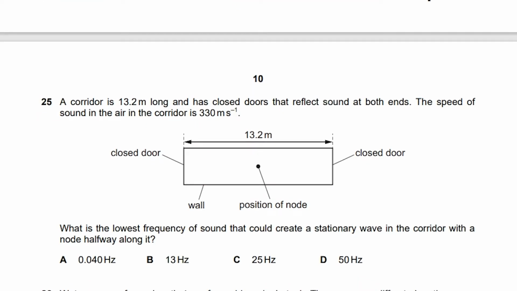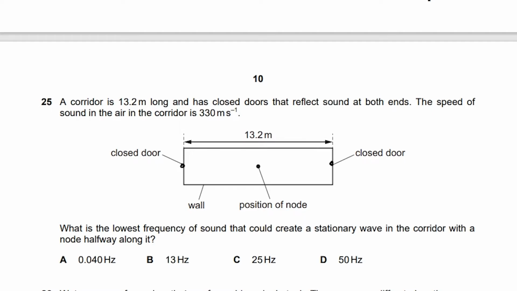Question number 25. A corridor is 13.2 meter long and has closed doors that reflect sound at both ends. The speed of sound in the air in the corridor is 330 meters per second. What is the lowest frequency of sound that could create a stationary wave in the corridor with a node halfway along it? At closed ends, we have nodes, and at open ends, we have antinodes. Since there are closed doors on both ends, we have nodes.